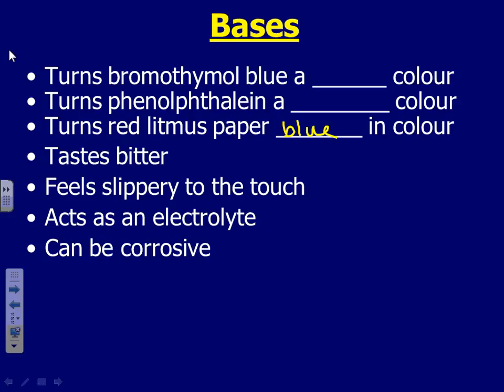But you can use that same trick for bromothymol blue. What was the color when it was in a base? Blue. Now that's a coincidence. There's nothing special about indicators and bases and being blue. That particular indicator, bromothymol blue, is blue in a base, and red litmus happens to be blue in a base. Coincidental. Nothing special about the color blue and bases.